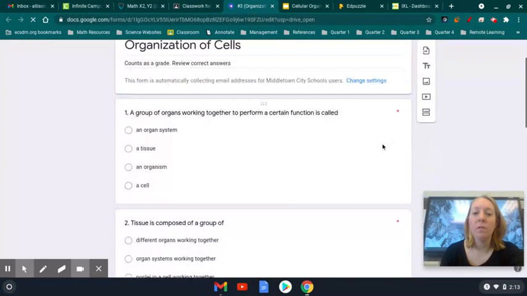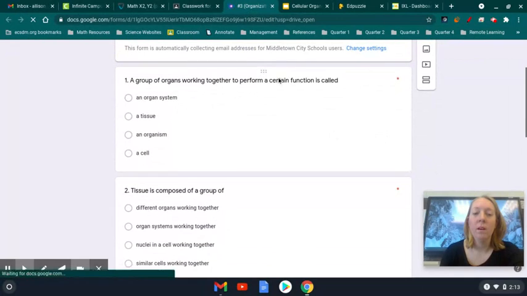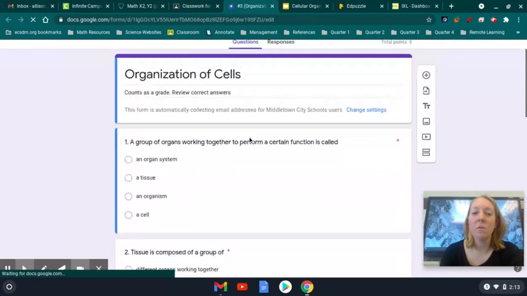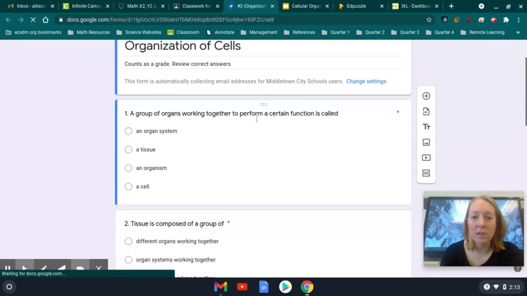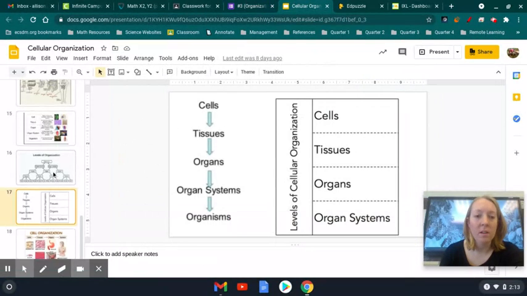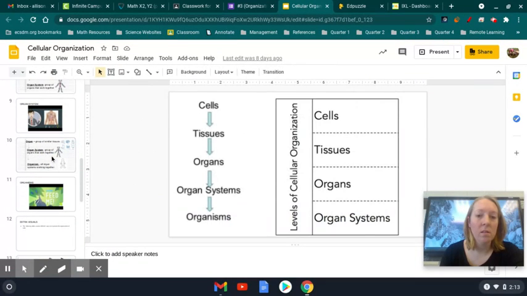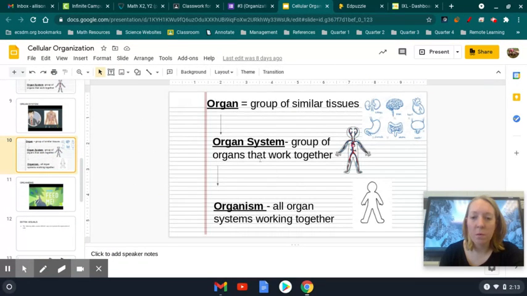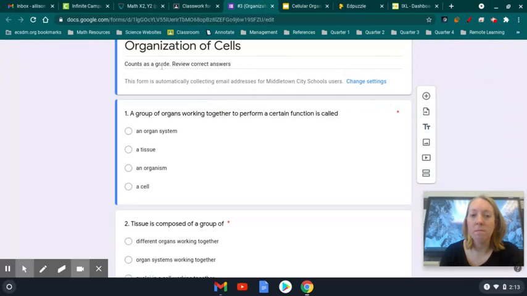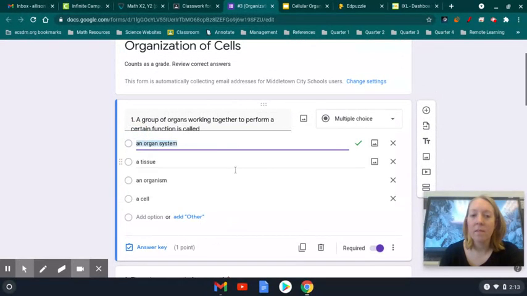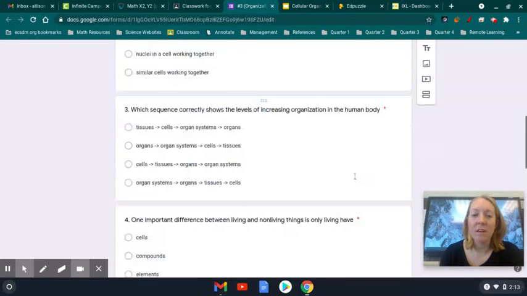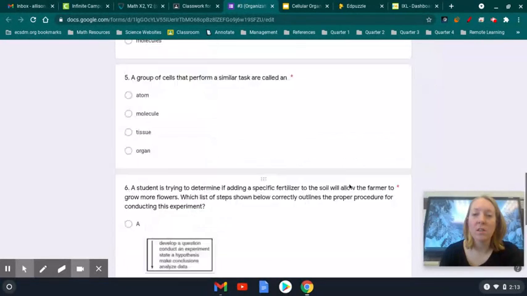So here is your Google form. Use the notes, please, while you're doing this. A group of organs working together to perform a certain function. Okay, what's a group of organs? Let me look at the notes. Oh, a group of organs, okay, that's an organ system. Yeah, I'm not answering them all for you. There are six questions here.